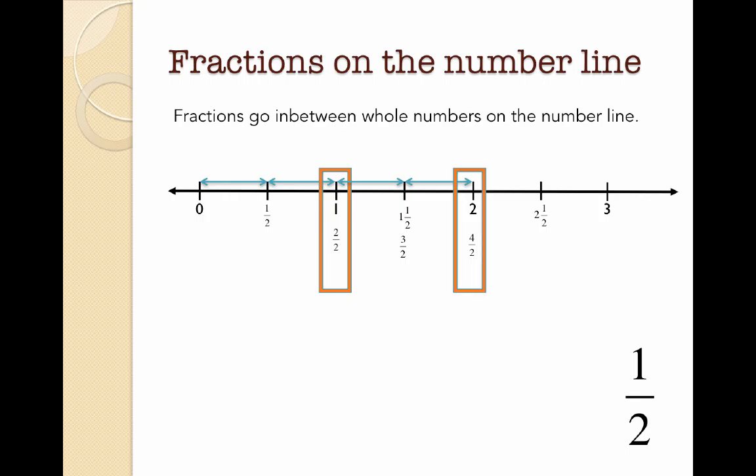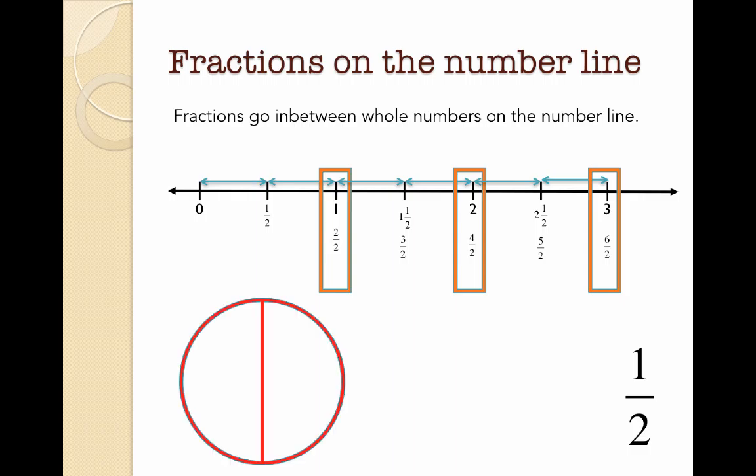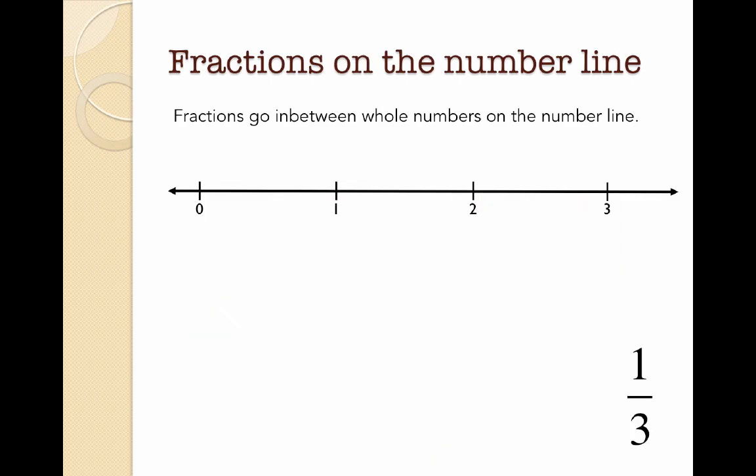Notice how 2 and 4 halves are exactly the same thing. Here I have 5 halves, and here I have 6 halves. Again, note how the whole number is the same as a fraction. Here I have a circle cut into 2 parts. Here I have 2 whole circles cut into 4 parts. So I have 4 halves, which is represented in 2 circles. They are the same thing.